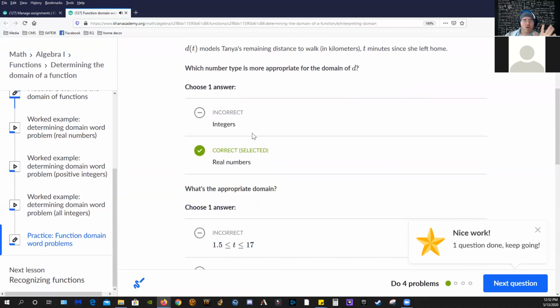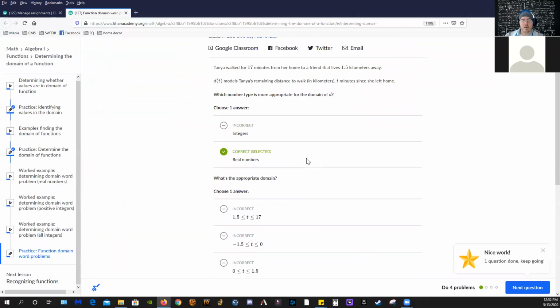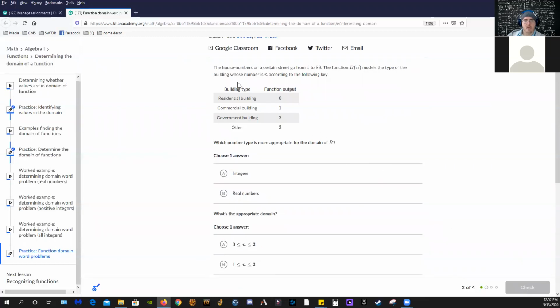So the whole gist of this lesson here, let me zoom out. With this lesson, you really have to identify which value is the x, your domain, which value is the y, your range, and really critically think accordingly. It's like this next one. The house numbers on a certain street go from 1 to 88. Function b of n models the type of the building whose number is n.